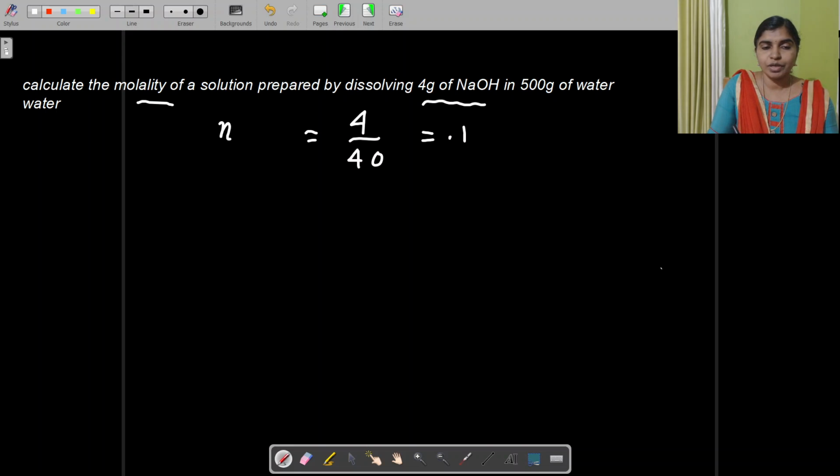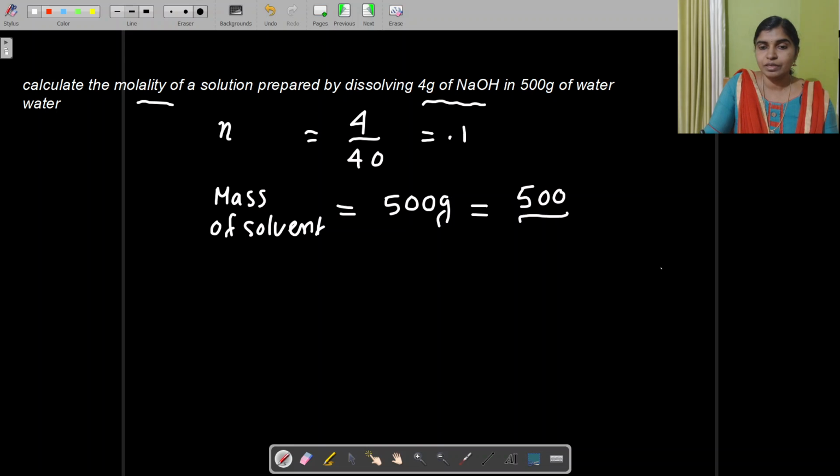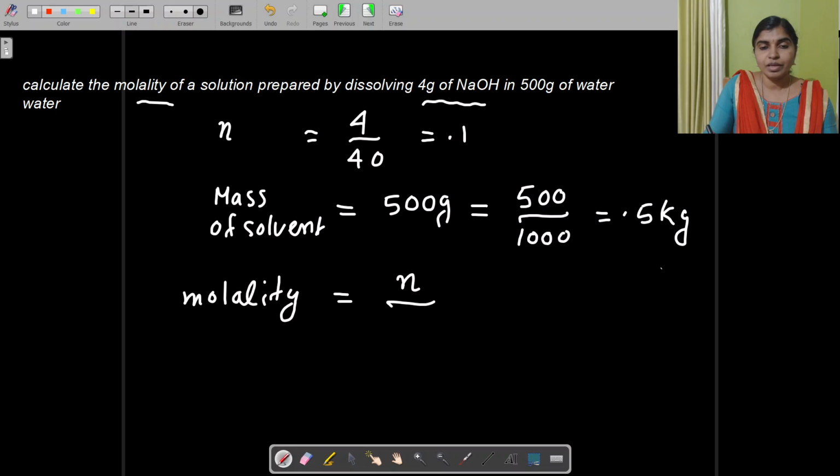And we have to find out the mass of solvent. The mass of solvent is equivalent to 500 grams, and you have to convert this into kilograms. Again, the method is you have to divide this 500 by 1000, so that is equivalent to 0.5 kilograms. Okay, so how will you find out the molality? The molality is equivalent to the number of moles of solute divided by the mass of solvent in kilograms.